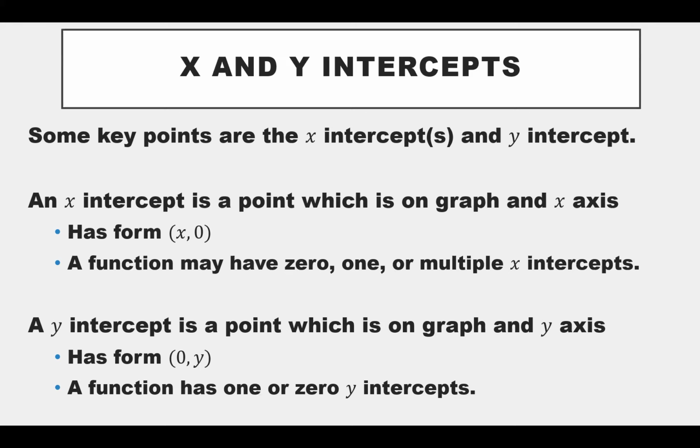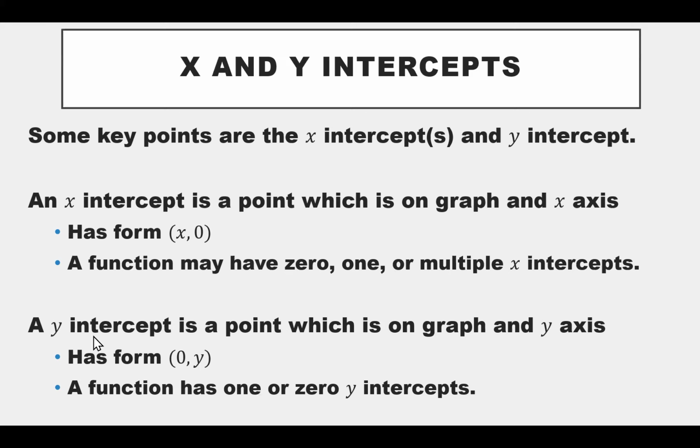And now we want to look at some features of that absolute value function. A couple of the main features we look at are the x and y intercepts. An x-intercept is a point which is on the graph and also falls on the x-axis. Because it falls on the x-axis, it's going to always have form x comma 0. And with any function, you could have 0 x-intercepts, 1 x-intercept, or multiple x-intercepts. It turns out with the absolute value function, you could have 0, 1, or 2 at most.